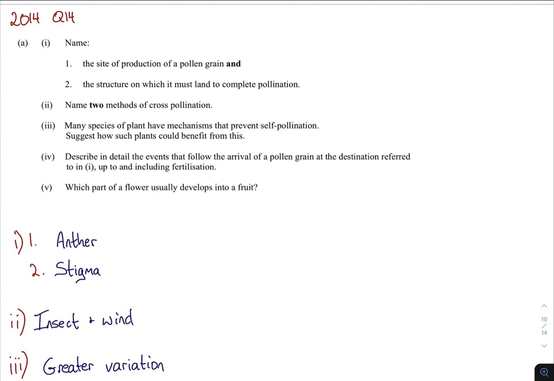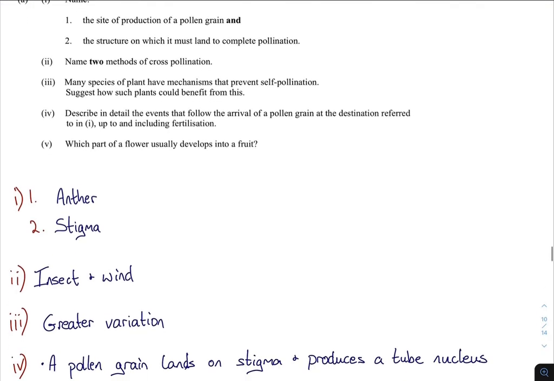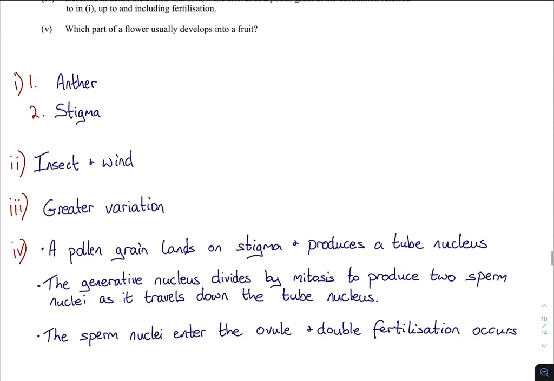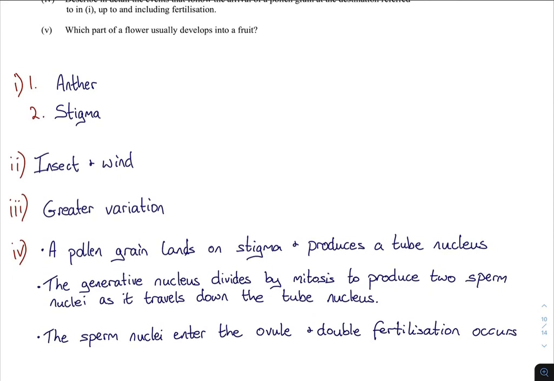Describe in detail the events that follow the pollen grain at the destination referred to in part I, up to and including fertilization. So look, this is what we have here. Pollen grain lands in the stigma, produces tube nucleus. Generative nucleus divides by mitosis, produces 2 sperm nuclei. The nuclei travel down the tube nucleus. One sperm nucleus will fuse with the egg to form the zygote. Another sperm nucleus fuses with the 2 polar nuclei to form the endosperm, double fertilization. You can just refer to it as double fertilization.